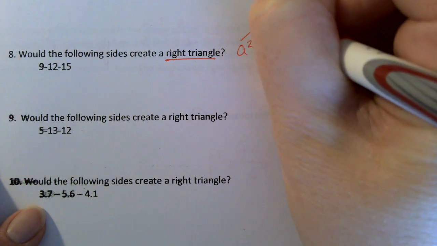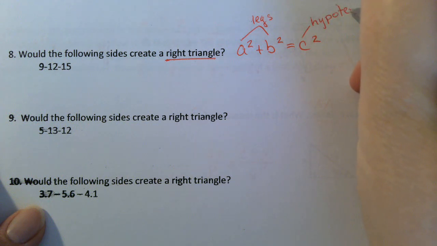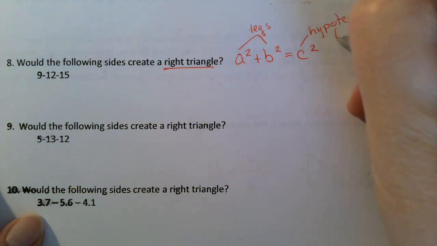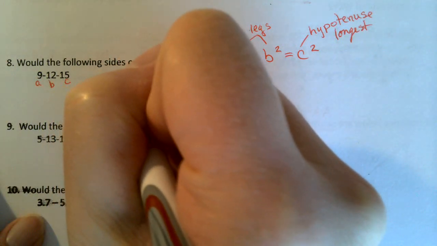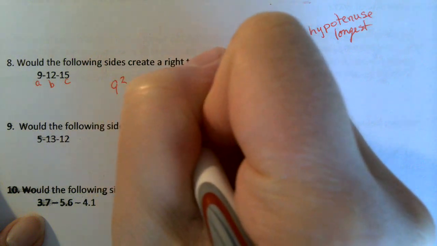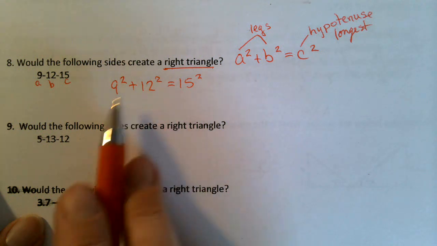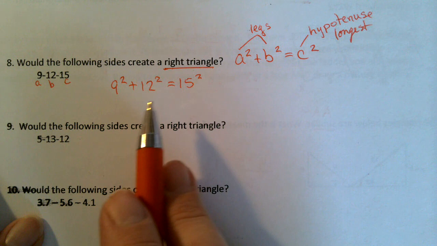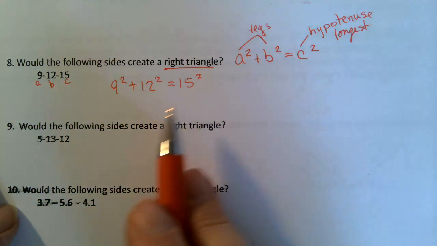A and B are legs. Now, how do I know which ones are the legs compared to the hypotenuse? Hypotenuse is always the longest side, isn't it? So when I go to look at this, this would be A and B and this would be C. So we would have 9 squared plus 12 squared equals 15 squared. So if you do the algebra and the left is equal to the right, then yes, it's a right triangle. So you need to show this, show what you got out, and then yes or no. You would do that for all 3.